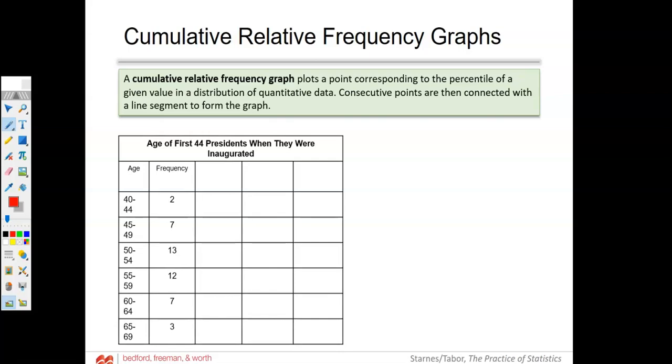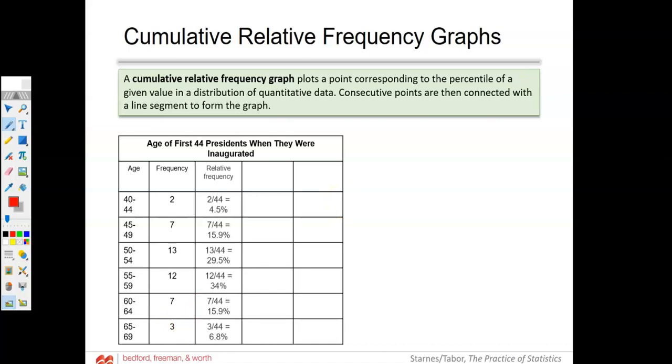So when we did histograms, we did a frequency chart here. So that would be like ages. We kind of grouped the ages 40 to 44. We counted how many folks were in that group for the presidents when they were inaugurated. Only two were between 40 and 44. Can you name them? Only three were between 65 and 69. Okay, so we have the basic frequency chart here.